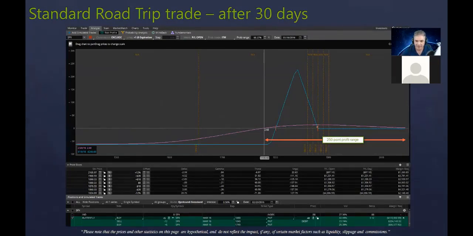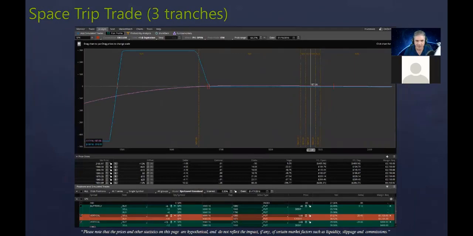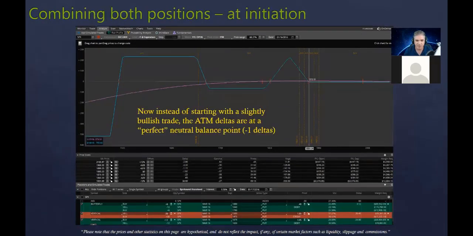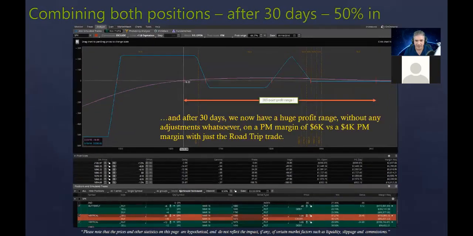But notice that yes, at the money is decent, but you also have quite a decent spread of profit in front of that broken wing. So you might say, all right, there's a 250 point range. Well, if we then look at our STT, in this case, if we do 3 tranches, we'll then have a 370 point profit range, mostly to the downside. So you could probably see where I'm going. If you put them together, you're now going to be starting off with flatter deltas, and you're going to have a very juicy 385 point profit range after 30 days in this particular case.